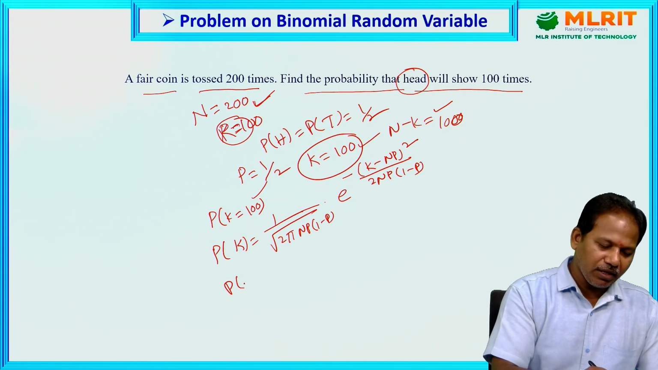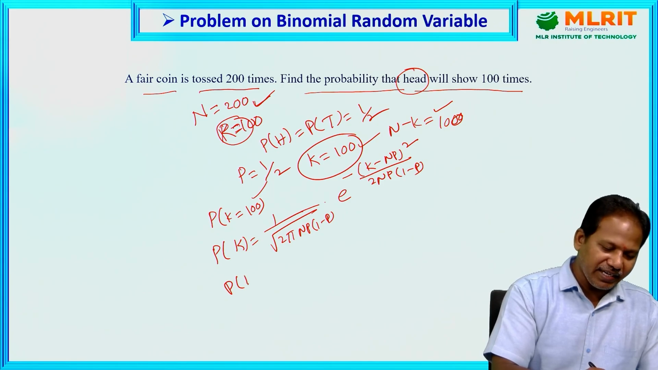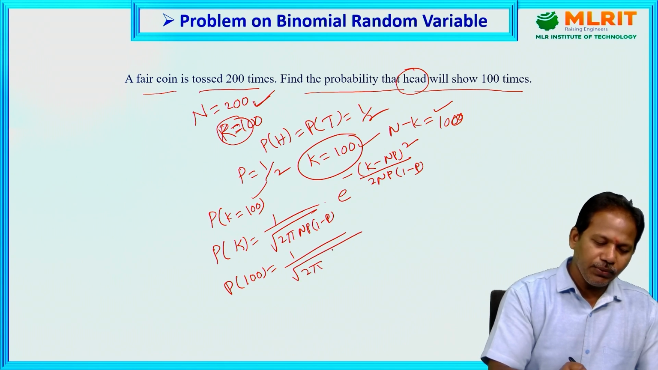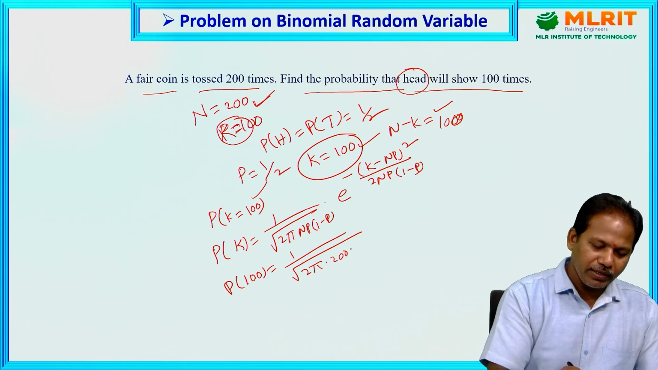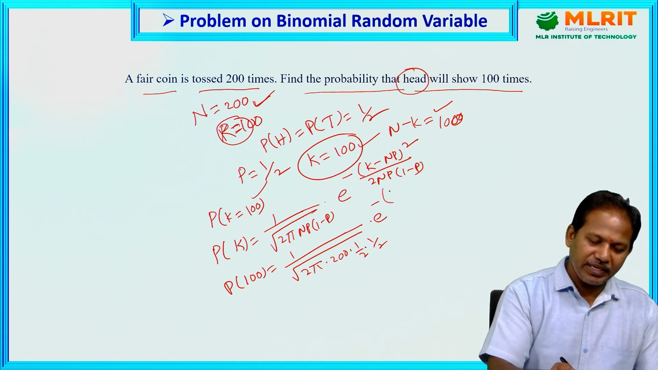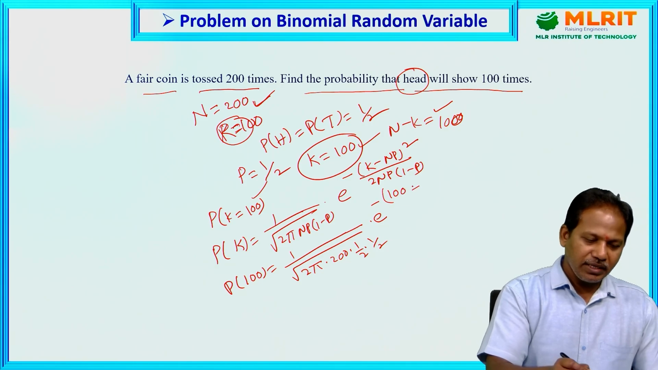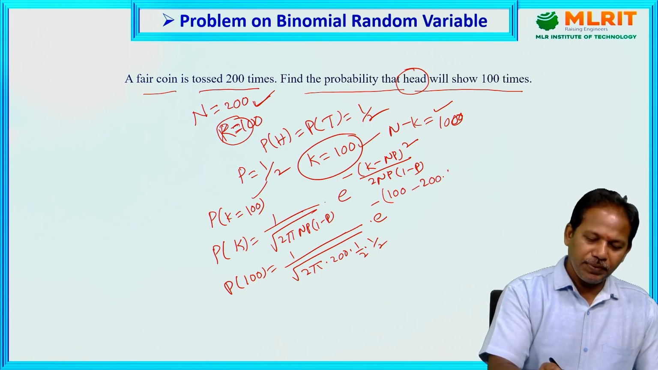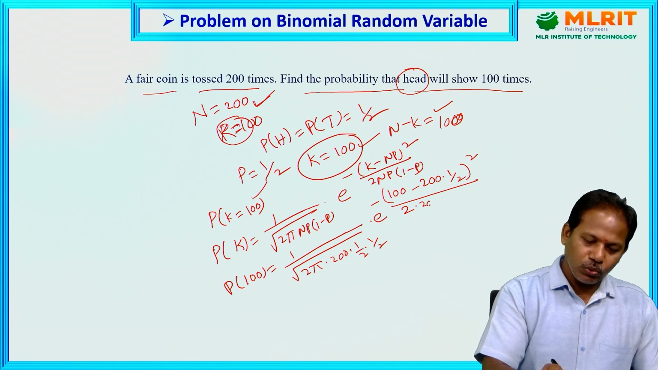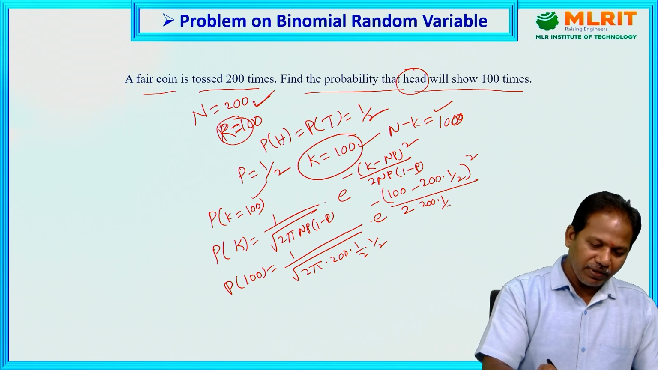I can write the probability of the head occurring exactly 100 times, that is probability of 100, is equal to 1 by square root of 2 pi into n, N is 200, into p is 1 by 2, into 1 minus p also 1 by 2, into e power minus of k, here k will be taken as 100, minus n value 200 into p 1 by 2, whole square, divided by 2 n 200, p 1 by 2, into 1 minus 1 by 2.